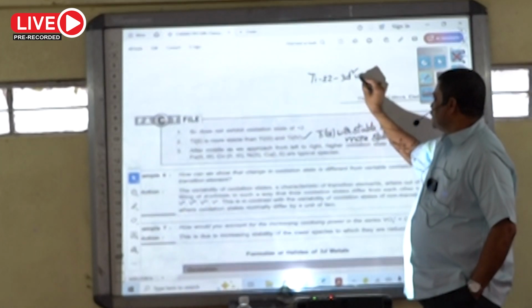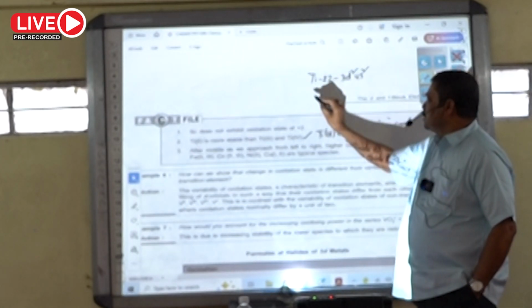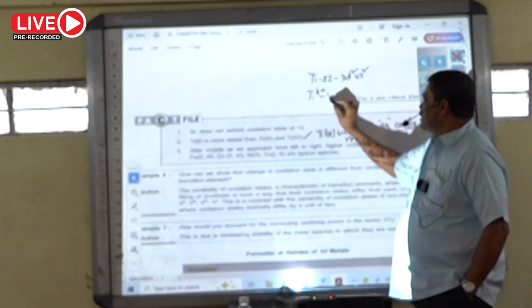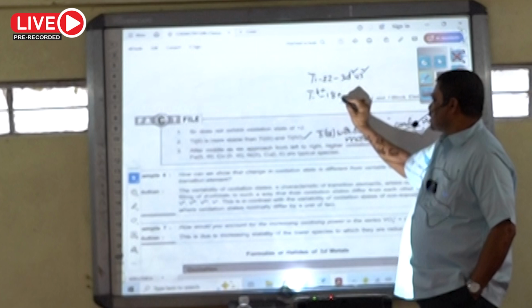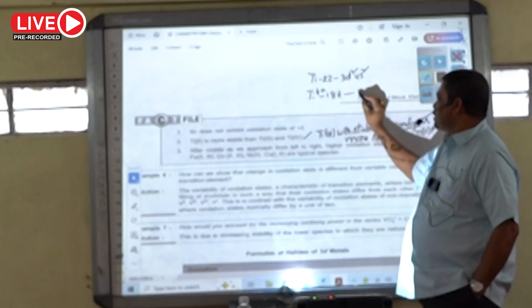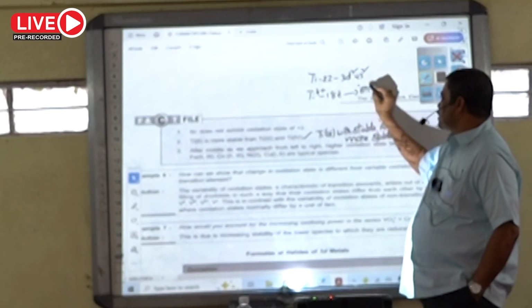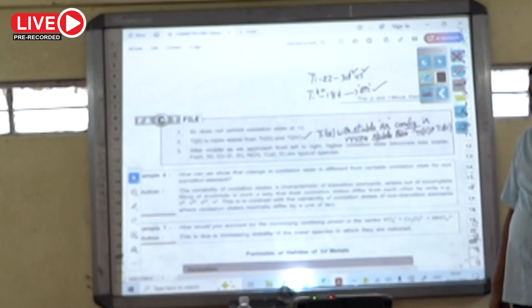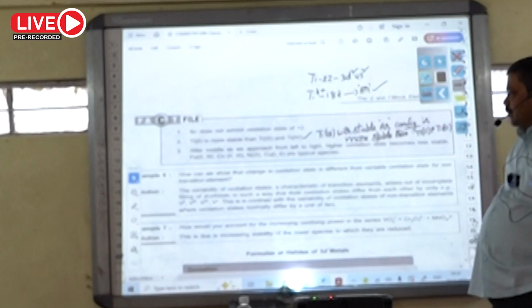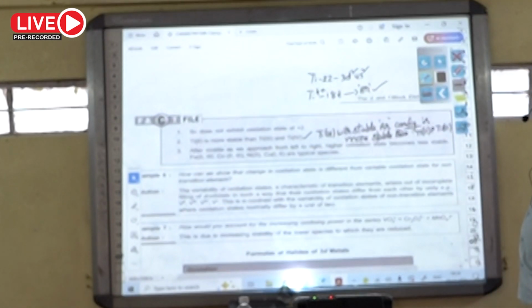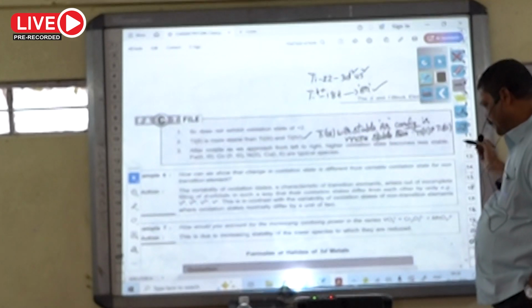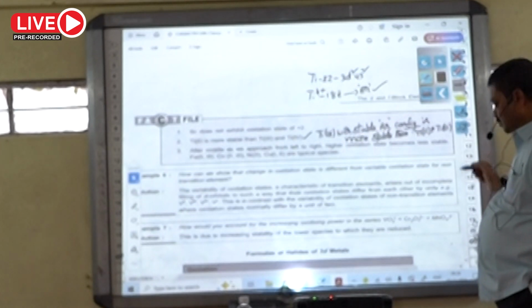3d2, 4s2. If it loses 4 electrons, it will have 18 electrons, which is stable argon configuration. Thus, this is more stable. If you have noted this point, make a correction to that. Over.